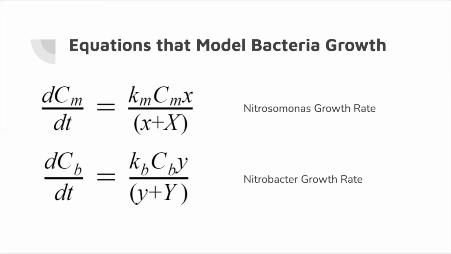We've included the parameters and their meaning in a table on the worksheet, so refer to that if you ever get mixed up. It is important to note here that the Nitrosomonas concentration is dependent on the concentration of ammonia, x, which also changes as a function of time. Similarly, the Nitrobacter concentration is dependent on the concentration of nitrite, y, which also varies over time.